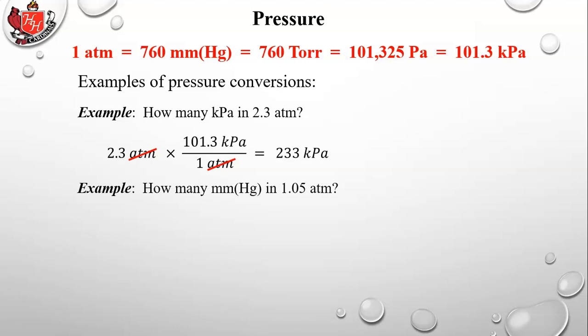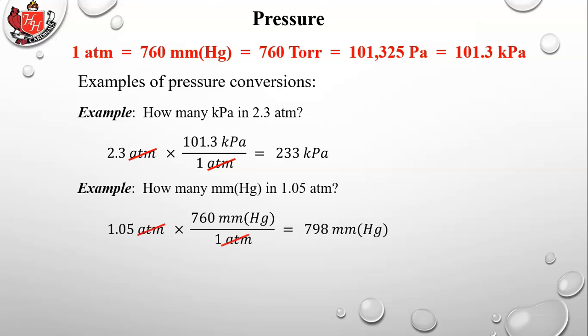Okay, this one. How many millimeters of mercury in 1.05 atmospheres? So go ahead, see if you can set that one up. 1.05 atmospheres goes on the left, millimeters of mercury goes on the right. So we need the conversion between those 2, which is 1 atmosphere equals 760 millimeters of mercury. Since we need atmospheres to cancel again, it has to go on the bottom of that ratio, and the 760 millimeters of mercury goes on the top. Now you just do the math. 1.05 times 760 gives you 798 millimeters of mercury.